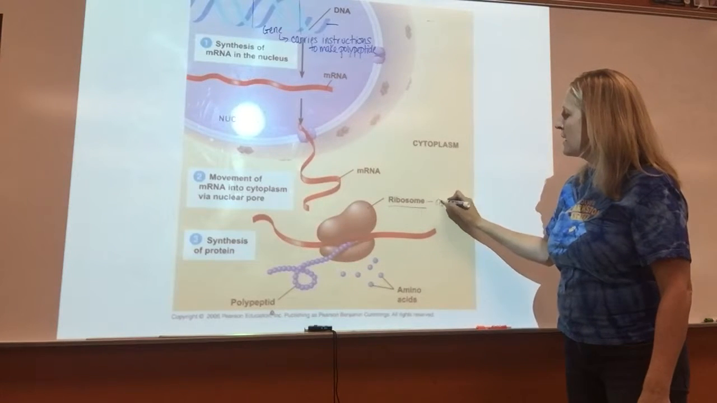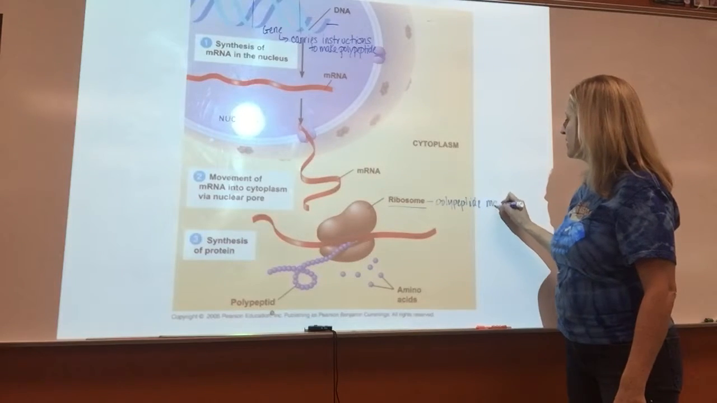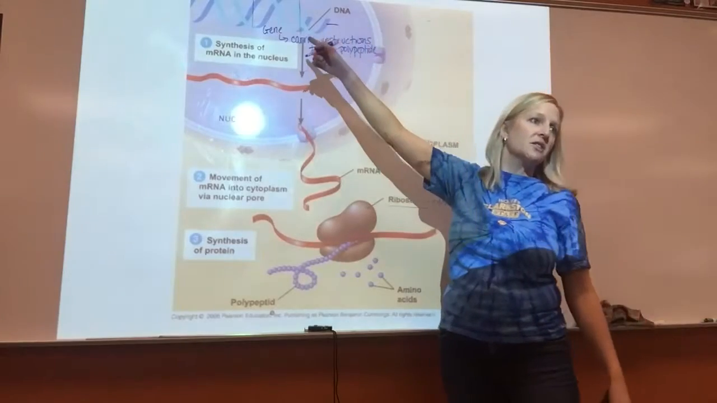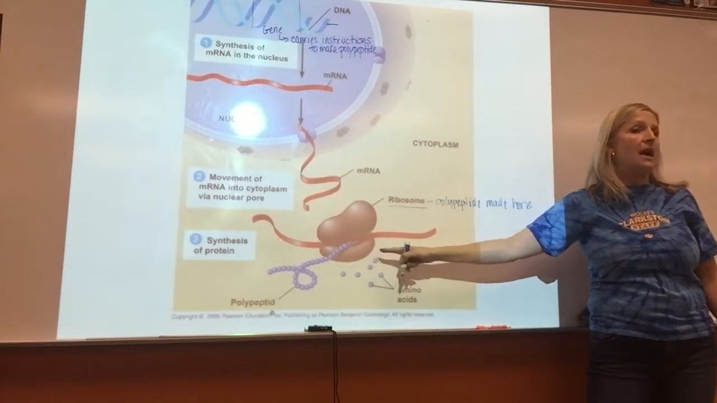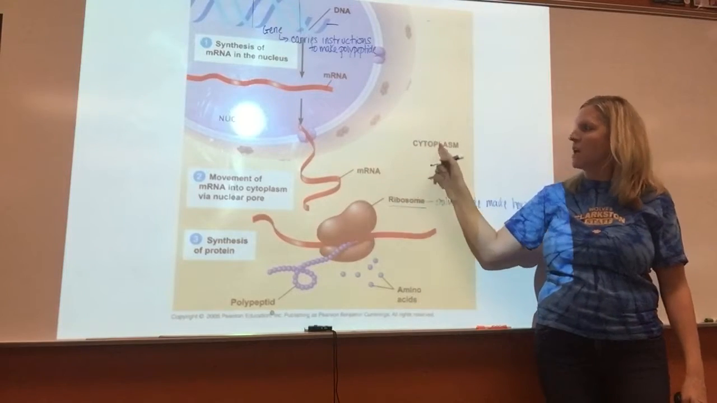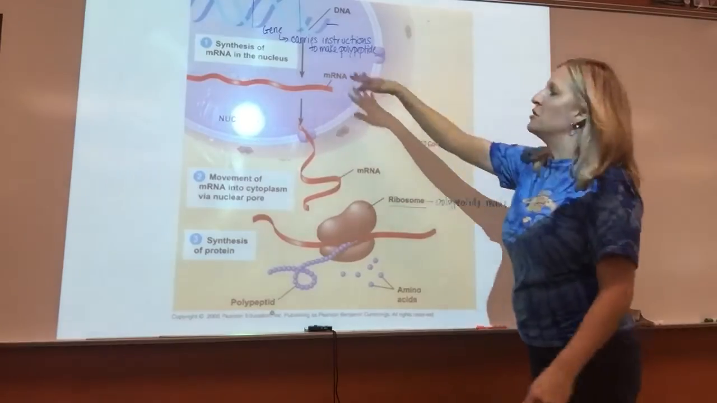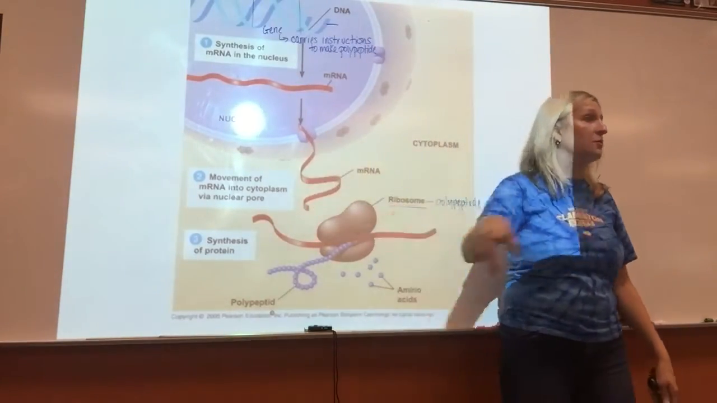So the polypeptide is made here. So we have a problem because our instructions are in the nucleus, and the place that we need to make the polypeptide is out here in the ribosome, in the cytoplasm. And the thing is, DNA does not leave the nucleus. DNA is stuck in the nucleus. It's too big of a molecule. It cannot get through the pores.